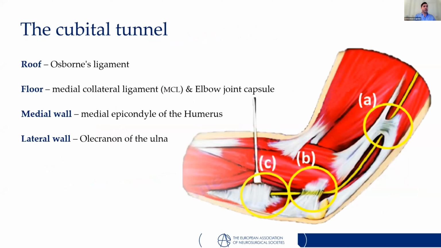The cubital tunnel is an oval-shaped fibro-osseous space located on the posterior medial aspect of the elbow. Its ceiling is formed by the Osborne ligament, also known as the cubital retinaculum, as we can see here in the B circle. The Osborne ligament passes from the medial epicondyle to the olecranon process, connecting the humeral and the ulnar heads of the flexor carpi ulnaris. In some patients, the ceiling of the cubital tunnel is replaced by the anconeus epitrochlearis muscle, usually thought to be an accessory cause of ulnar nerve compression. The tunnel floor is made up by the medial collateral ligament and the elbow joint capsule, while the medial epicondyle and the olecranon form the walls at both sides.